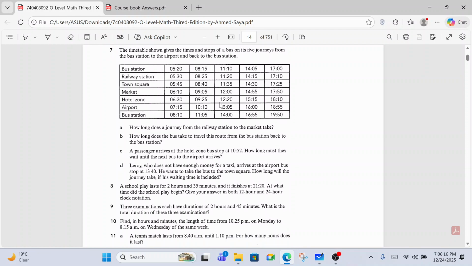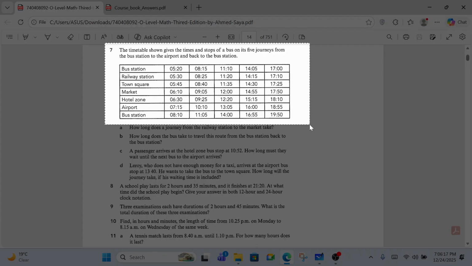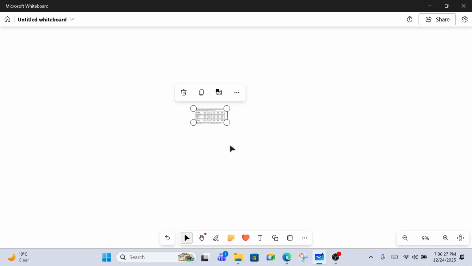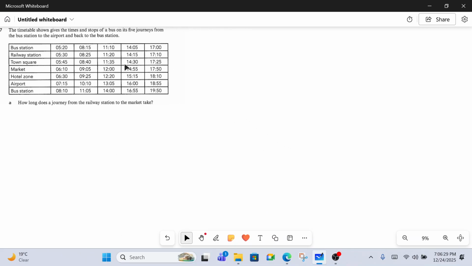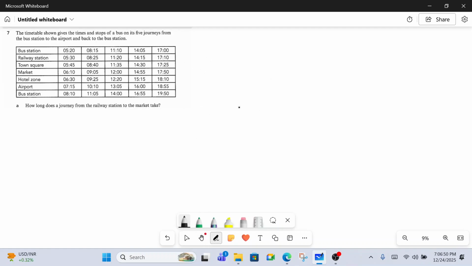Okay, for question number 7, it says the timetable shown gives times of stop times. Oh yes, never mind. I'll just copy this down on my whiteboard. Then I'll read it aloud. The timetable shown gives the times of a stop of a bus on its 5 journeys from the bus station to the airport and back to the bus station. Basically, this is a bus stop's route and timings. I'm pretty sure you guys have seen one of these before, so have I.